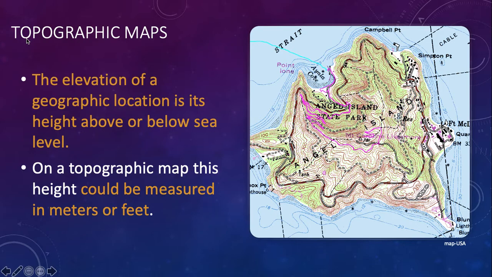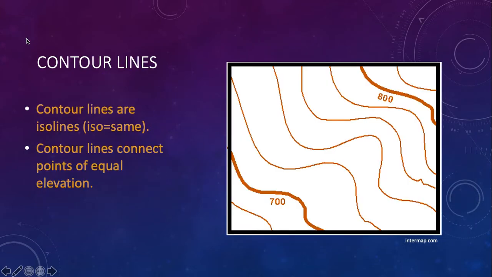The elevation of a geographic location is its height above or below sea level. On a topographic map, this could be measured in meters or feet. This map shows an island. The blue around it is water, and every line is a change in elevation. But that's pretty complicated. Let's look at the basics.